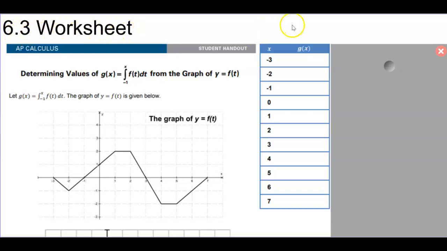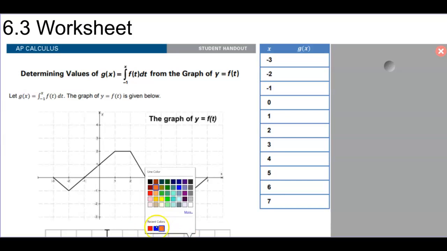I created a quick little video to help explain the 6.3 worksheet that you're going to be working on today. What we're given is that g of x is equal to the integral from -1 to x of f of t dt, and then they give us the graph of f of t. Your job is to fill out the tables. I'll actually do one for you here.